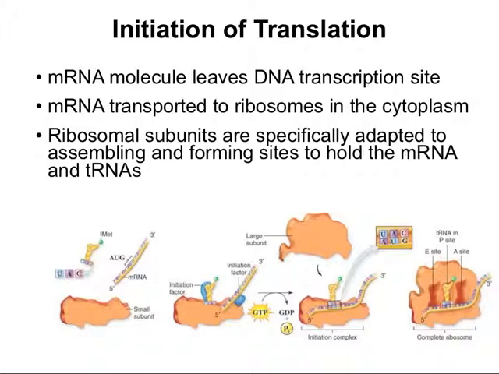First of all, we have to have the messenger RNA molecule leave the DNA transcription site, and then that messenger RNA will be transported to the ribosomes that are in the cytoplasm. The ribosomal subunits are adapted for assembling and forming sites to hold the messenger RNA and tRNAs. So first, the smaller ribosomal subunit comes along, and then we'll have the messenger RNA lock itself into the initiation site. And then the large subunit will plunk itself down on top, and now the whole thing is assembled and ready to go. Let's take a look at a quick animation of the initiation of translation.